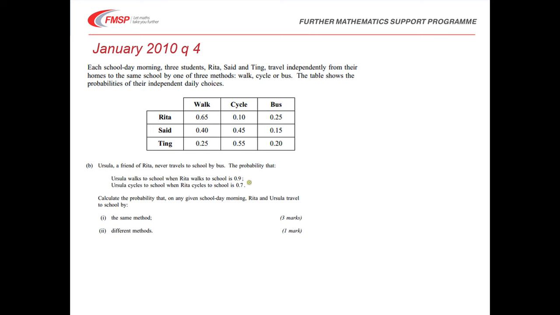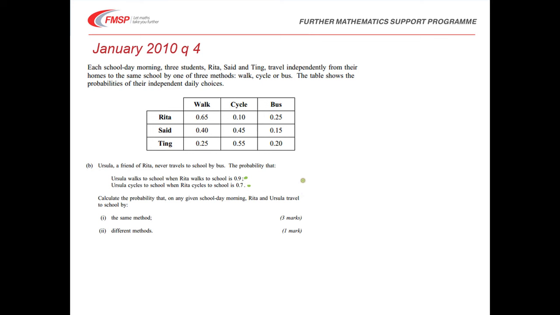Okay, so Ursula is a friend of Rita's and she never travels to school by bus. The probability that Ursula walks to school when Rita walks to school is 0.9. And Ursula cycles to school when Rita cycles is 0.7. So here we have some ideas of conditional probability.